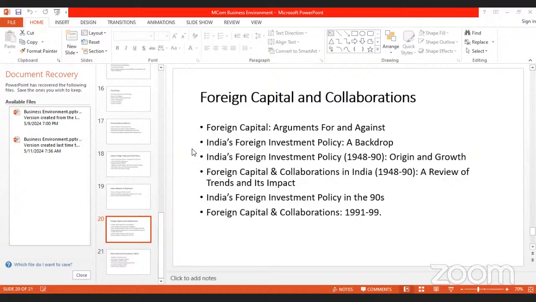So what were the basics of the foreign investment policy in the 90s? There was liberalization and reforms. Also FDI policy changes were made. Then there was sectoral opening in key sectors like telecommunication, banking, insurance. And there were incentives and facilitation. So that is what happened under India's foreign investment policy in the 90s.